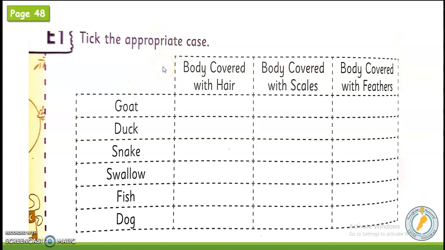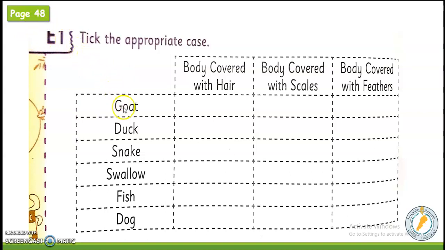If the animal is covered with hair, we put a tick here. If it's covered with scales, we put a tick here. If it's covered with feathers, we put a tick here, according to the animal. So now let's start. Again, it's on page 48, exercise 1.